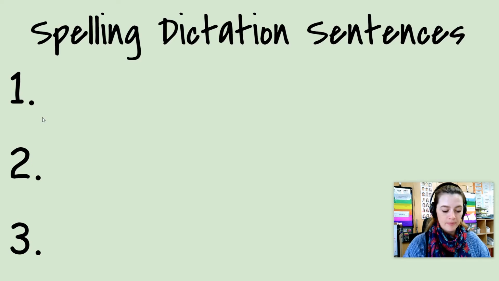Number 1. Can you pass me the ketchup, please? That was number 1. Number 2, my family lives on the 5th floor. Again, my family lives on the 5th floor.